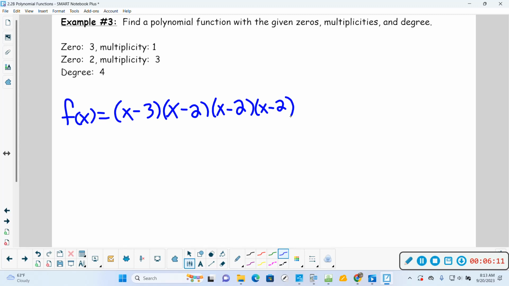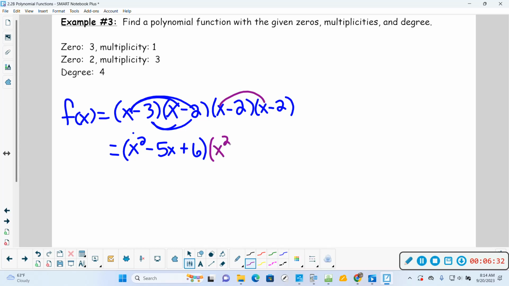Now, again, what order you want to distribute is totally up to you. I'm just going to start with these first two, x and x, minus 2x minus 3x. And then, of course, I'm going to have plus 6. Let's do these back two together: x and x, minus 2x minus 2x. Combine it. And then plus 4.